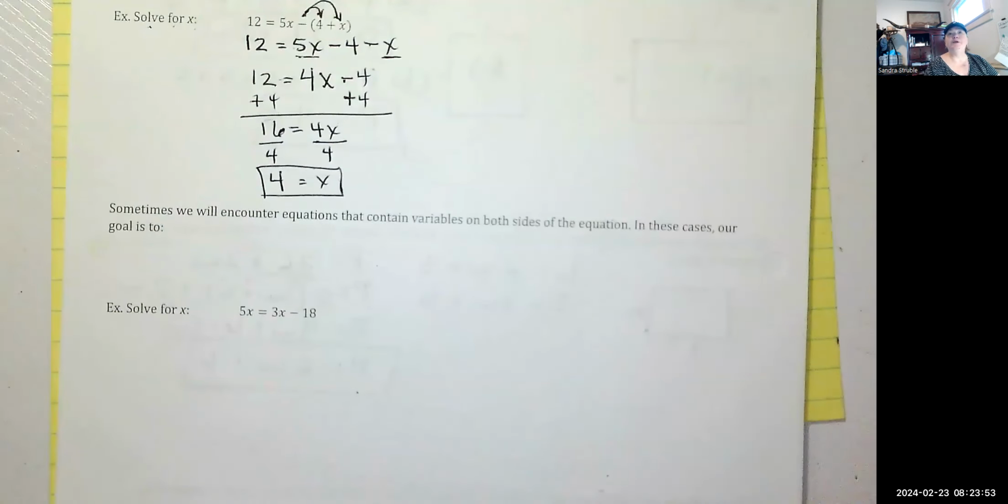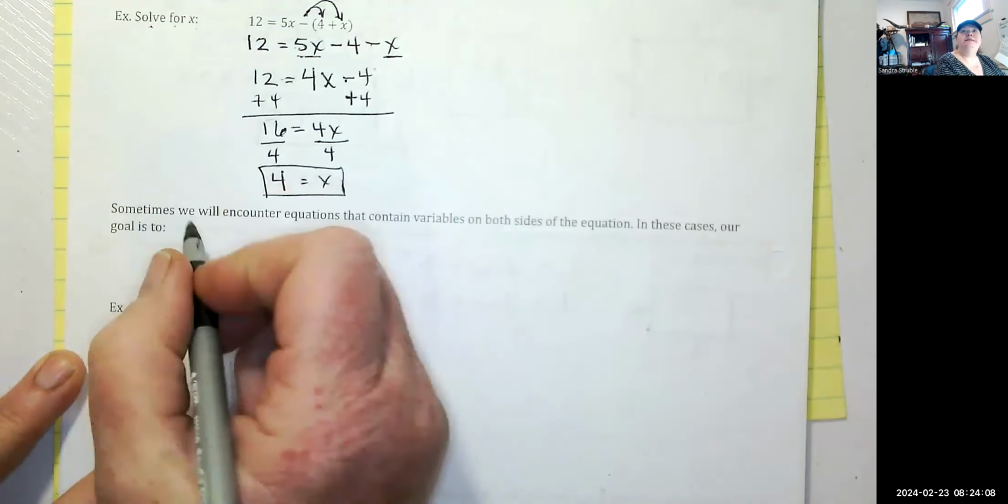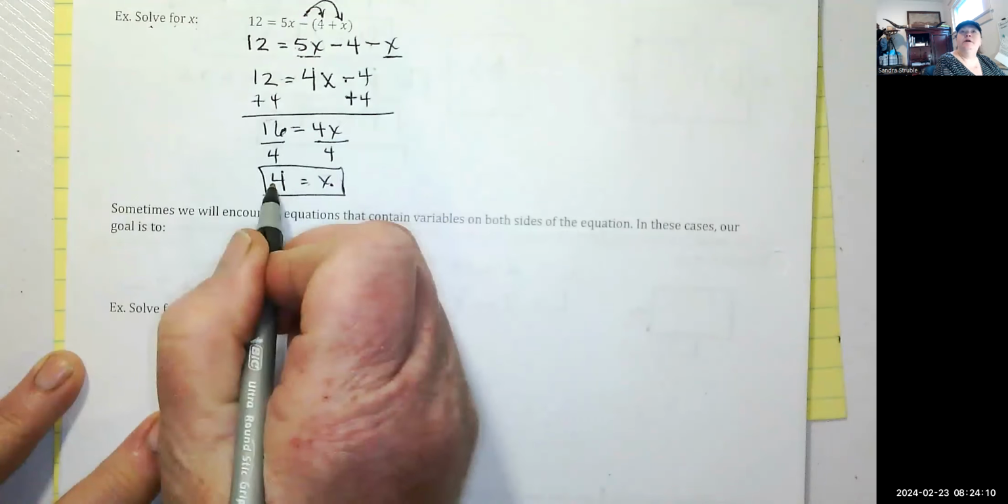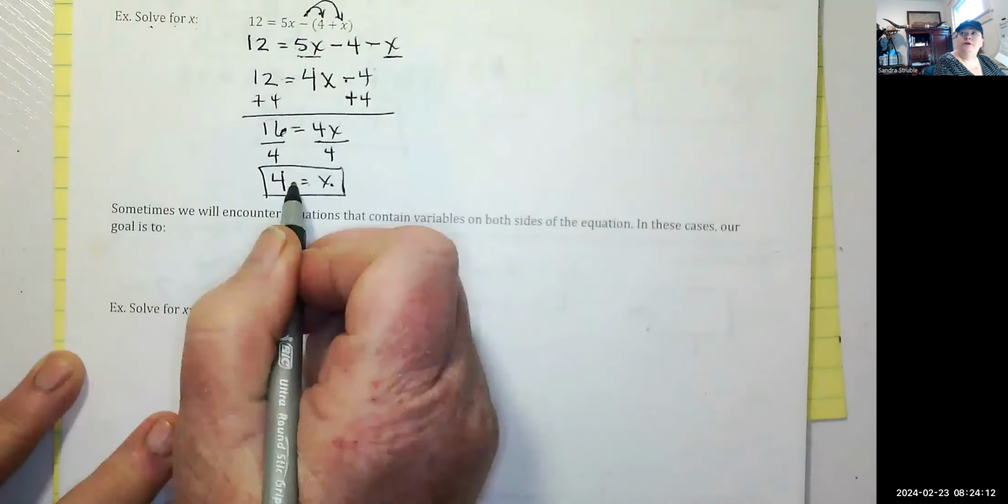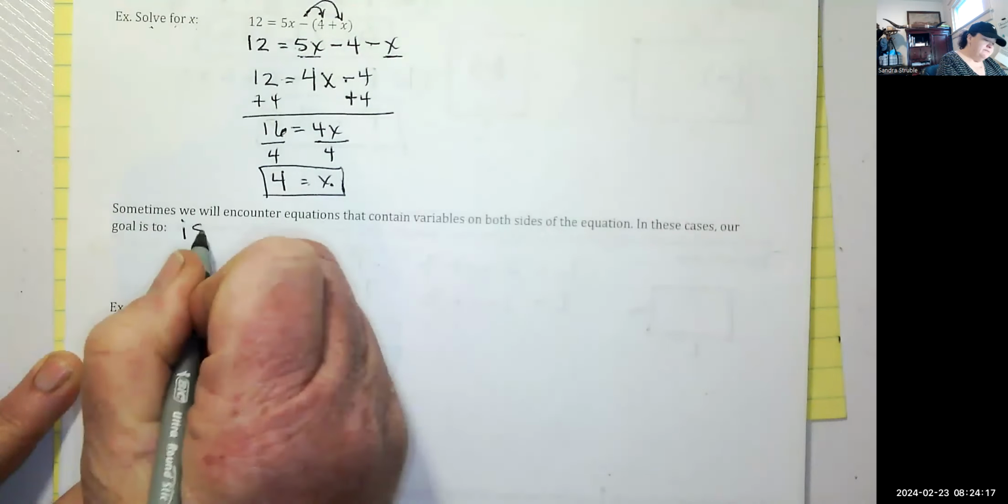Sometimes we will encounter equations that contain variables on both sides of the equation. In these cases, our goal is to isolate the term containing the variable on one side. So whenever I say isolate x on one side, get it all by its little lonesome, that means I want x on one side of the equal sign and a number on the other. And that's all you need to focus on. So we're going to isolate.